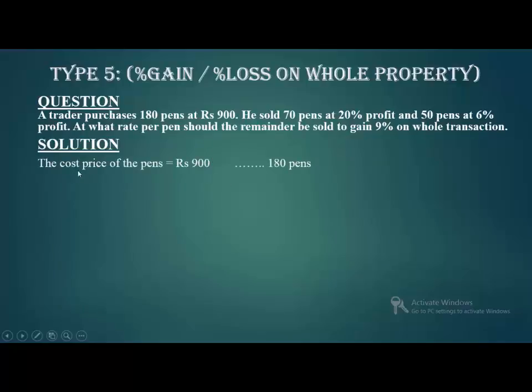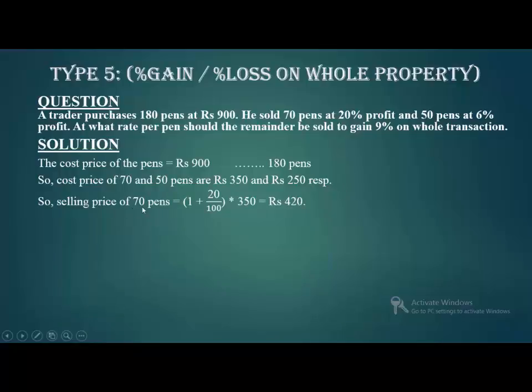As given in the question, the cost price of the pens is rupees 900 for 180 pens. So the cost price of one pen will be simply rupees 5, and hence the cost price of 70 and 50 pens will be rupees 350 and 250 respectively. This is the simple unitary method.